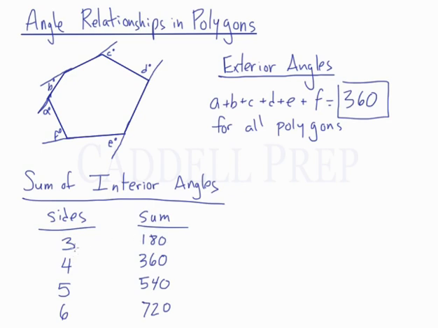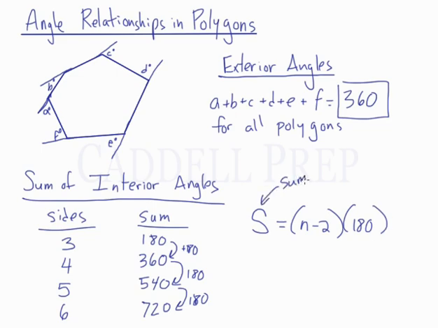Okay, so you should notice that every time we add a side, the sum of the angles goes up by 180. So if you need to know what the sum of the interior angles of a certain polygon is, just make a quick chart, start with the triangle's 180, and just keep on adding 180 as we increase the sides. But there is a formula for this. S, which is the sum of the interior angles, is just n minus 2 times 180. So S is the sum of the interior angles, n is the number of sides.